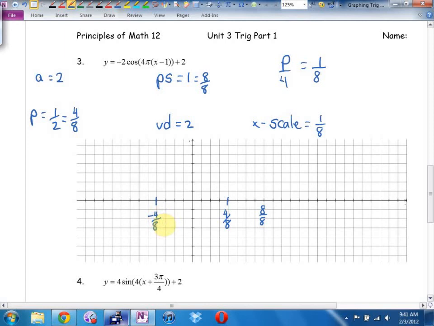Okay, now what? We've done my x scale. We've got a common denominator. What was next? What do we do now? Oh, that, because that's my middle. 2. Now what? Oh, railings. 2 up, 2 down. 4 and 0.